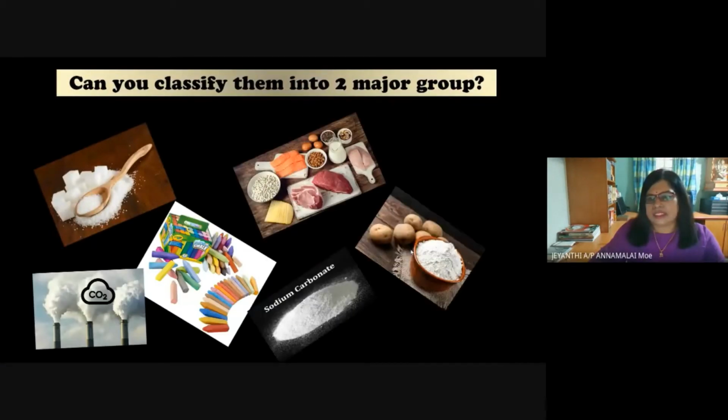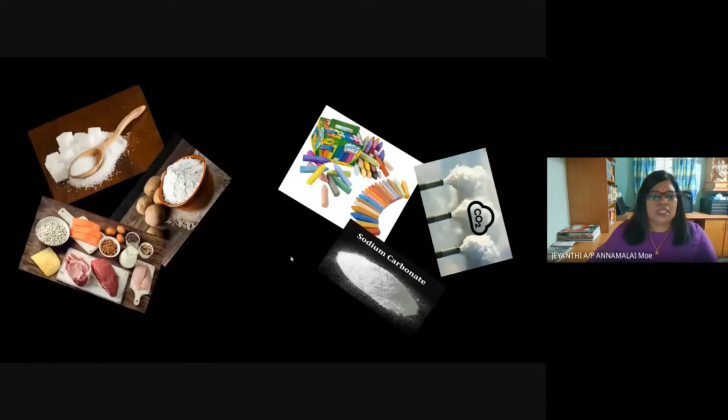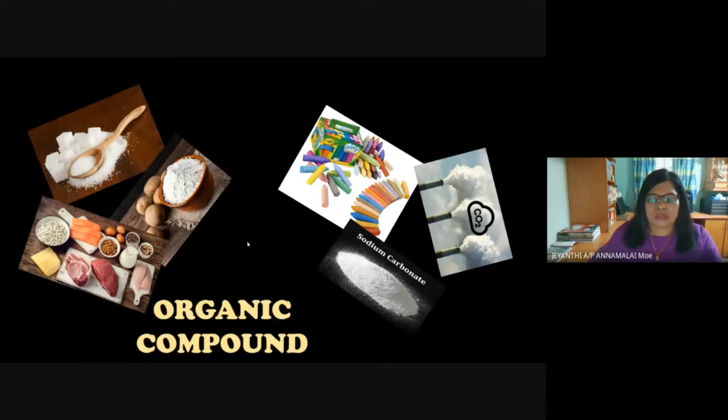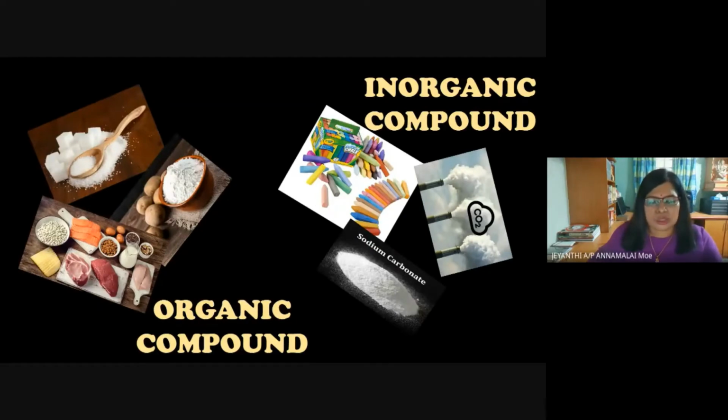We can classify these six into two groups. The edible ones, like Shenhao said, edible and non-edible. These edible ones are actually organic compounds, true. Most of you said correctly. And this is inorganic. Organic means came from living things. Sugar is from plants, potato from plants, this one from animals, and some are from plants, the seeds and the nuts, but the rest are all from animals.